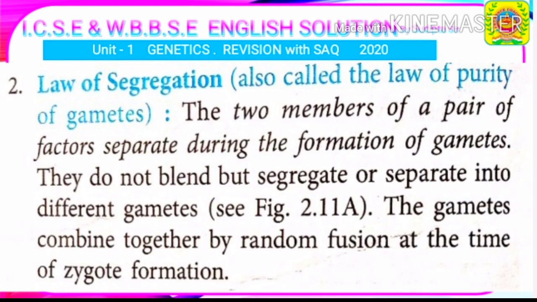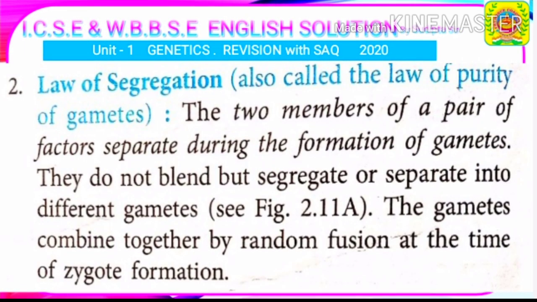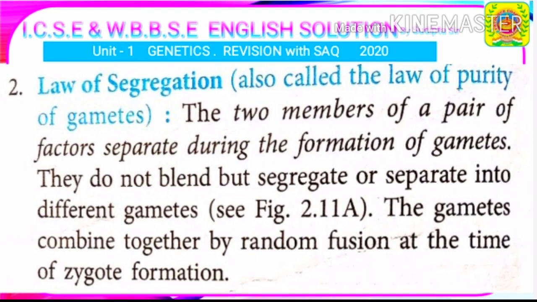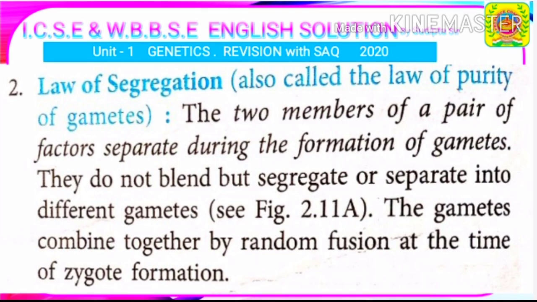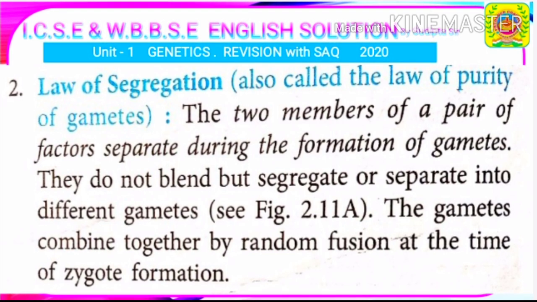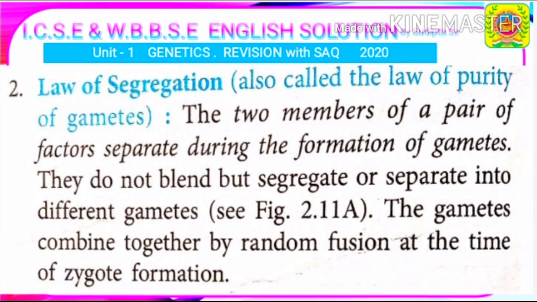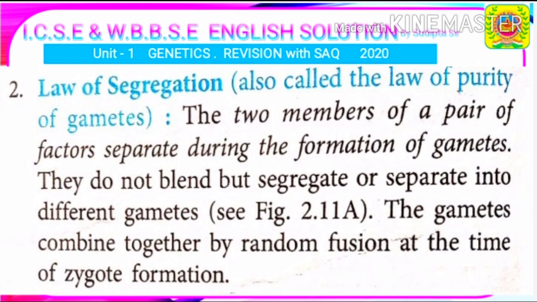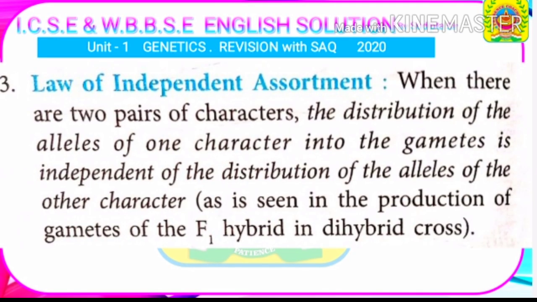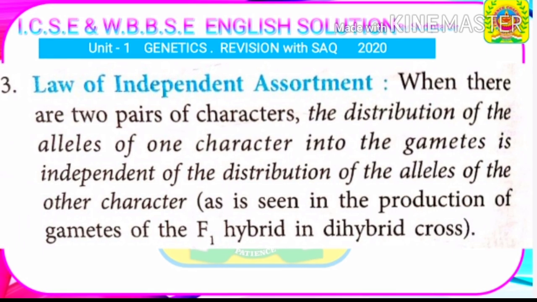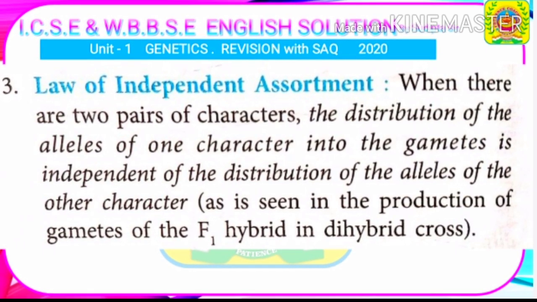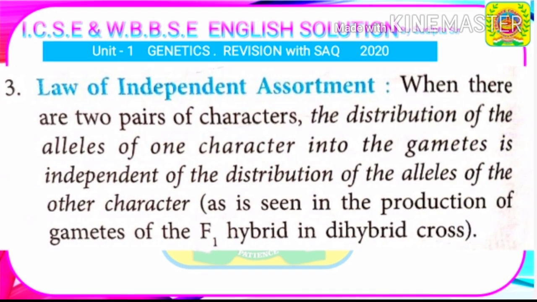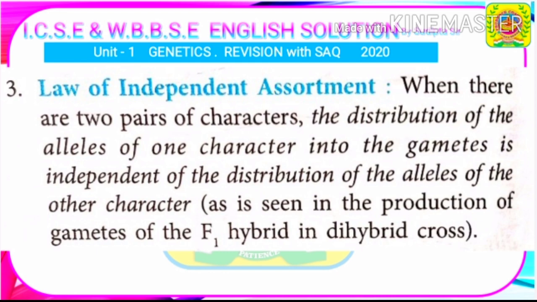Mendel's second law, the law of segregation, is also known as the law of purity of gametes. This law states that the two members of a pair of factors separate during the formation of gametes. They do not blend but segregate or separate into different gametes. The gametes combine together by random fusion at the time of zygote formation. Mendel's law of independent assortment: when there are two pairs of characters, the distribution of the alleles of one character into gametes is independent of the distribution of the alleles of the other character.